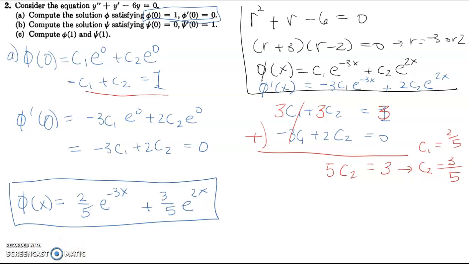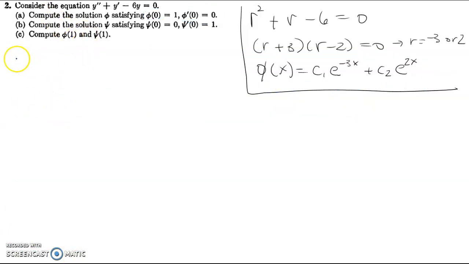Okay, let's go ahead to part B. Part B is very similar, but in this case we're considering psi of 0 instead of phi. So let me plug in psi of 0. We're still using this equation, we're just considering it now as psi, not phi. So c1 times 1 plus c2 times 1, because we're plugging in 0 for our x's, equals 0. That's our first equation, c1 plus c2 equals 0.